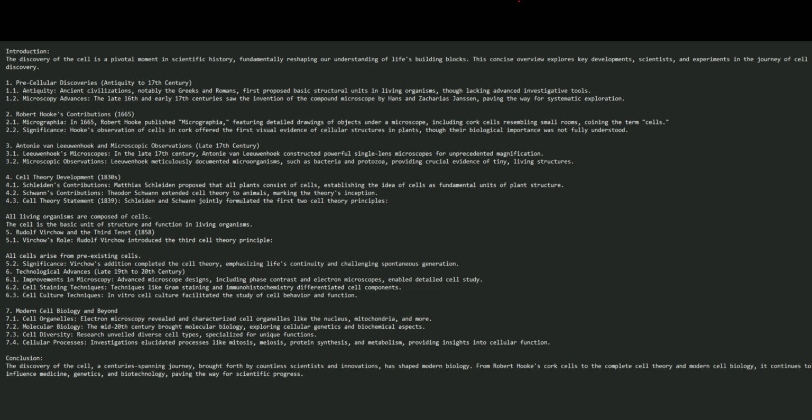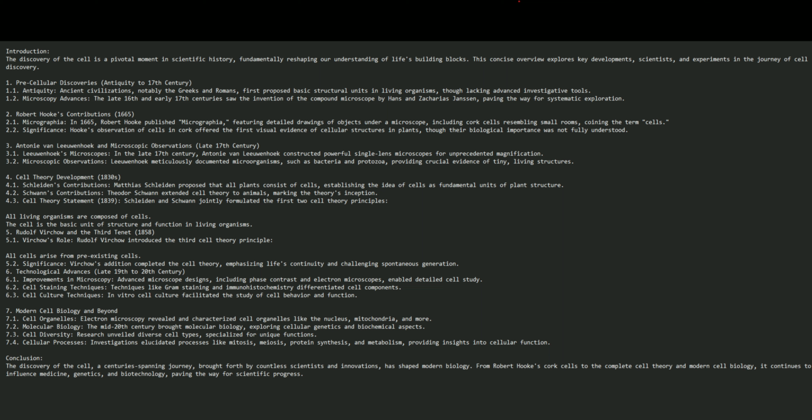Microscopic observations. Leeuwenhoek made extensive observations of microorganisms, including bacteria, protozoa, and sperm cells. He meticulously documented his findings in letters to the Royal Society of London. Importance. Leeuwenhoek's work expanded our understanding of the microscopic world and provided crucial evidence for the existence of tiny, living structures. Fourth, Matthias Schleiden, Theodor Schwann, and the Cell Theory, 1830s.